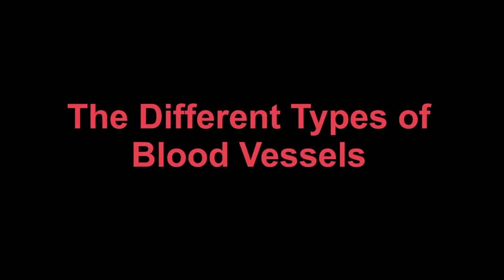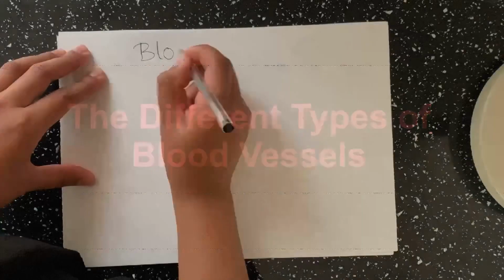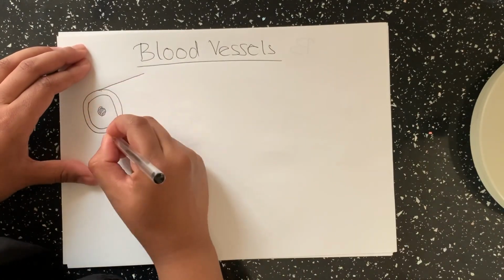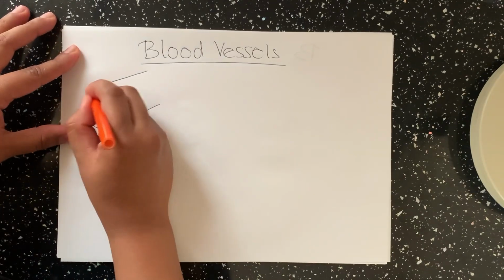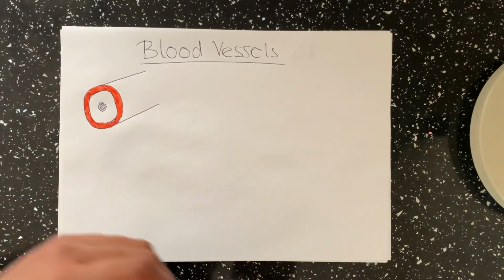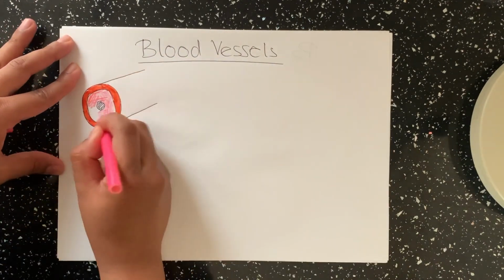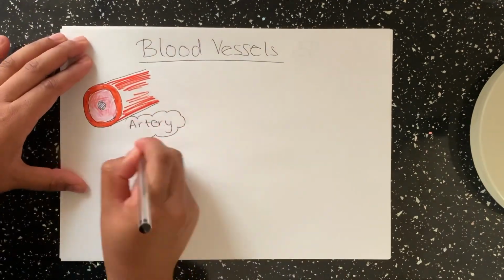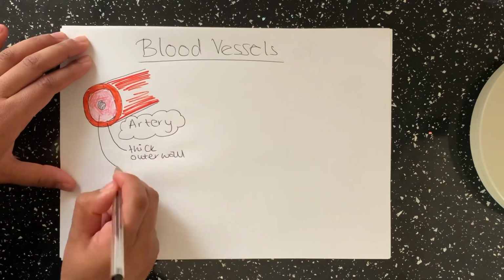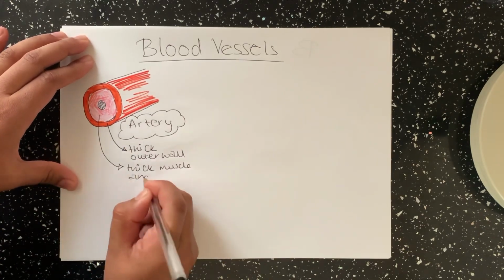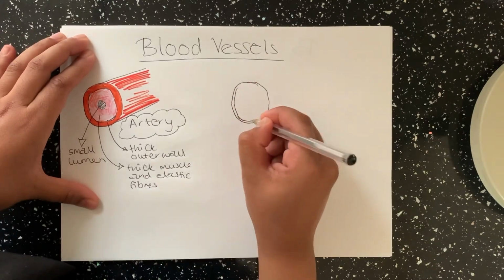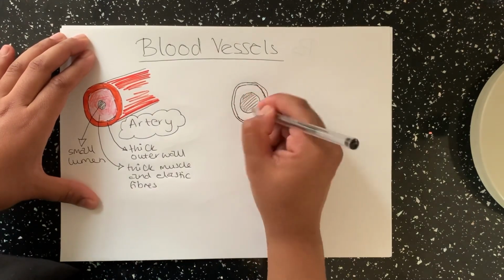Now we get on to the different types of blood vessels, and also get back to my drawing. The first type of blood vessel is an artery. As you know from primary school, arteries carry blood away from the heart, and blood flows under high pressure in them. So they need a thick outer wall and thick muscle and elastic fibers for strength and elasticity, to spring back into shape basically. The next type of blood vessel is a vein.